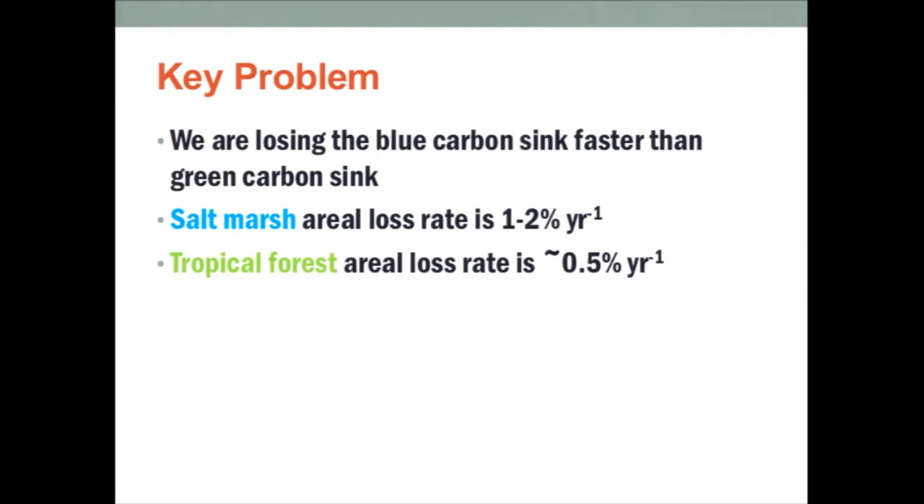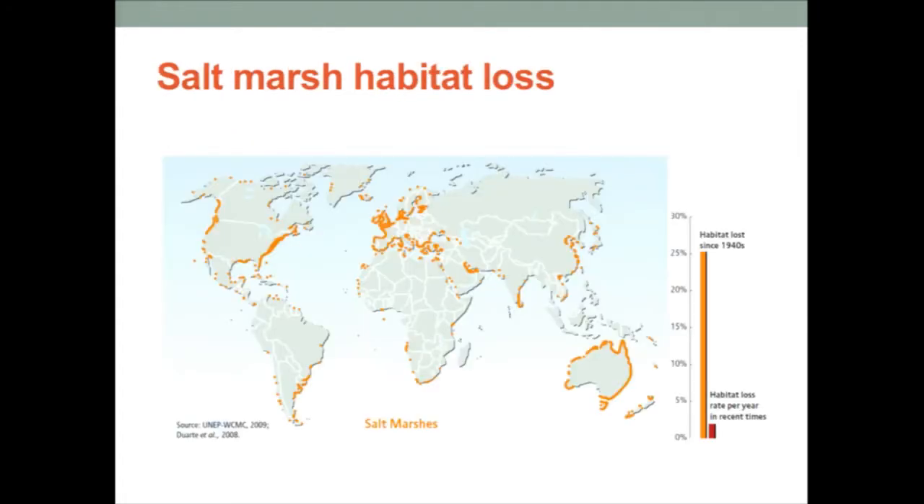Now the issue is that if you look at these coastal systems, we're losing a fair amount of that carbon very rapidly, and that's really the cause of concern. And so another motivating reason behind this session. Here, this figure just shows coastal salt marsh habitat loss. The orange is since the 1940s, and the rate, even though it has decreased, or the amount in recent times is this fraction here.